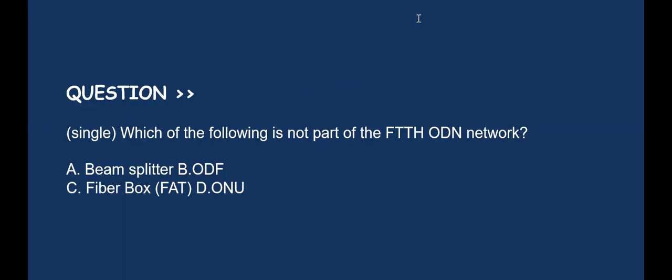The next question is, which of the following is not part of the FTTH ODN network? Option A, beam splitter, option B, ODF, option C, fiber box FAT, option D, ONU. Correct answer is option D.